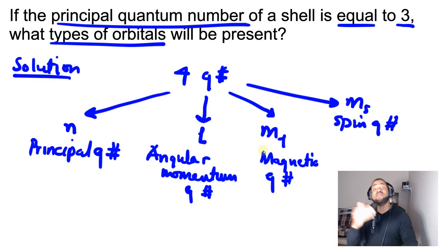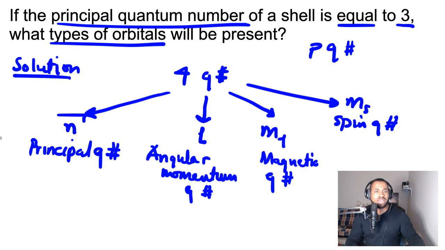So let's look at all these 4 quantum numbers in detail, at what each of them represents and how this might be important in solving our problem. Take note, for our problem we need to know the types of orbitals that are present in that specific principal quantum number. So we already know what we are starting off with: n, the principal quantum number, and we need to relate it to any of the other 3 that we don't know yet.